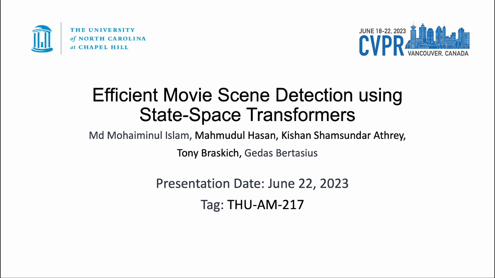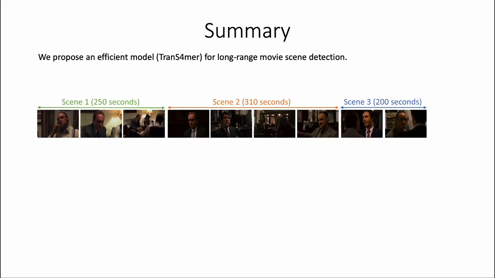I will present our paper Efficient Movie Scene Detection Using State Space Transformers. We propose an efficient model for movie scene detection called transformer. Given a long movie video, our model can divide the video into scenes. Here, scenes represent high-level semantic units of a movie. For example, here we show three scenes from the movie Godfather.